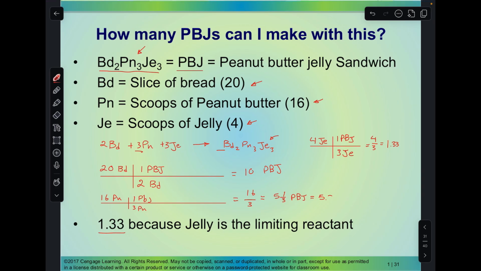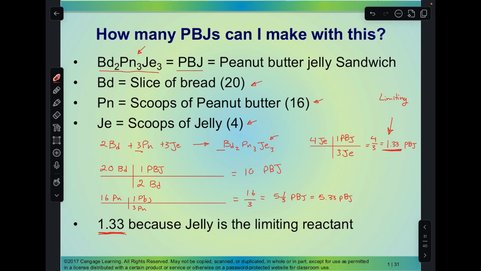So that's going to be 5.33 PBJ. And this is going to be 1.33 PBJ. And so 1.33 is going to be our answer. That's going to be our limiting reagent. Limiting. And that's because this one can make the least amount of PBJ.